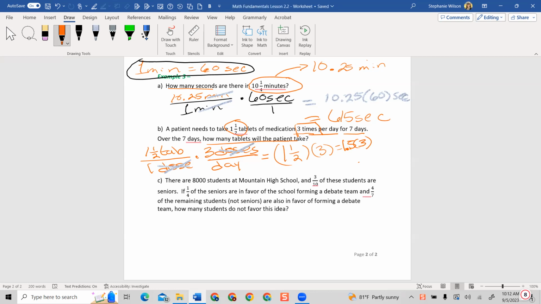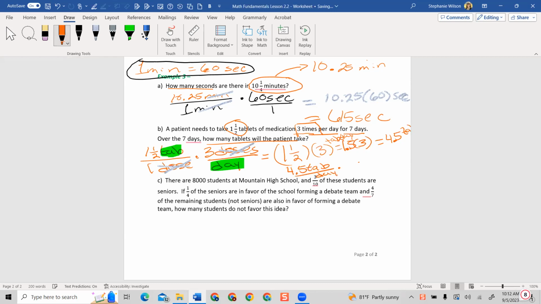So it says that we're going to take 4.5 tabs per day, right? So this is what we got. We got tabs per day. You see it right here? Tabs per day. So that was good. So now I know in one day they're taking 4.5 per day.